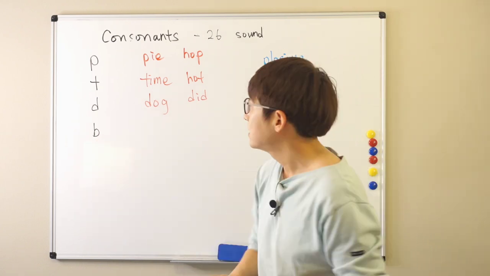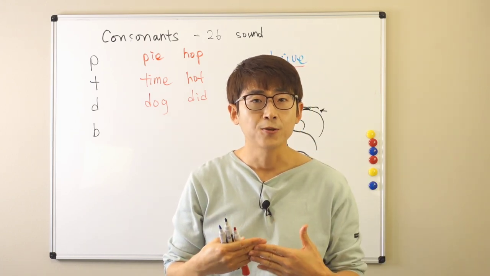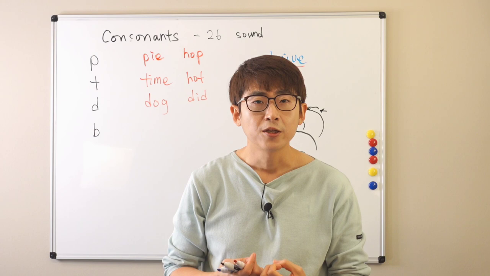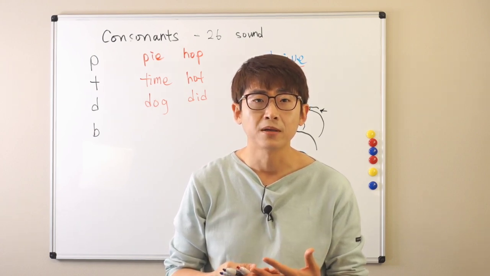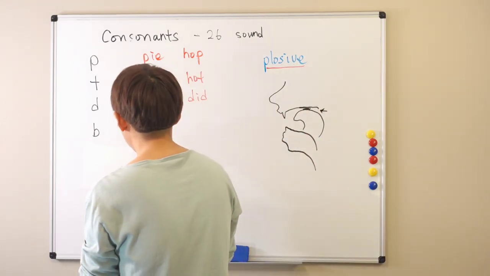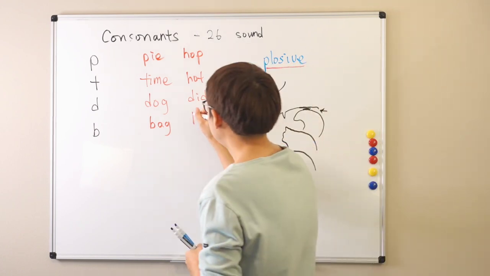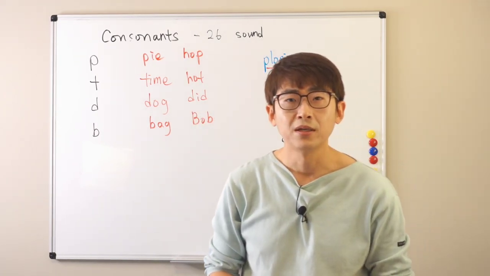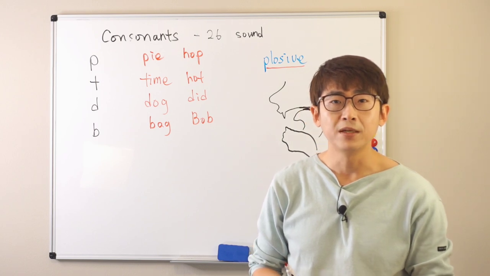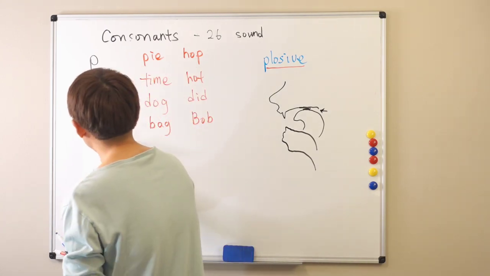B. So just like how we did the sound P, we close our mouth, the airway, using our lips, just like this, but instead of making that abrupt sound, P, you go very smoothly, slowly, B, B, B, okay? And an example would be bag, bag, or even this one, bob, bob. An excellent example if you want to practice the sound of B. All right. And the next one is this one.